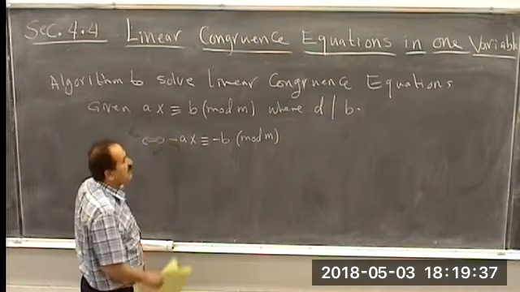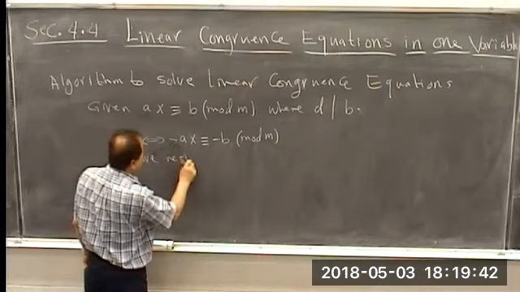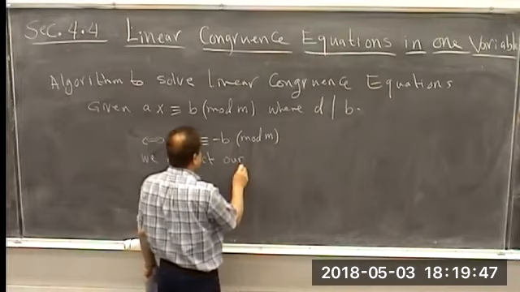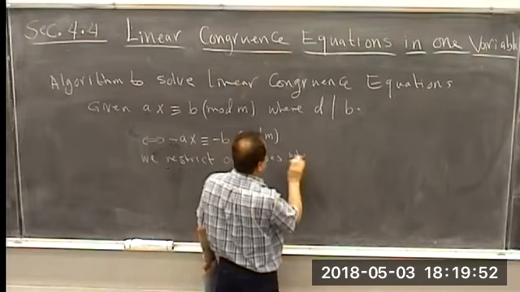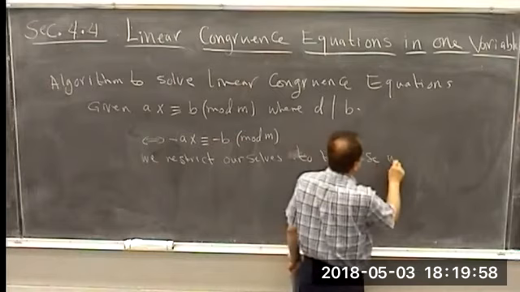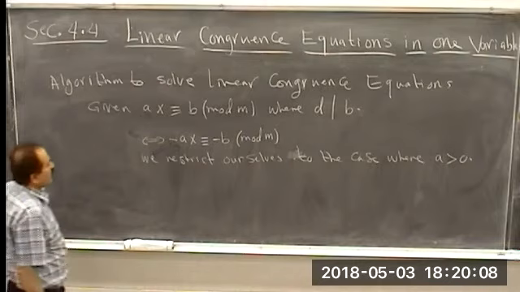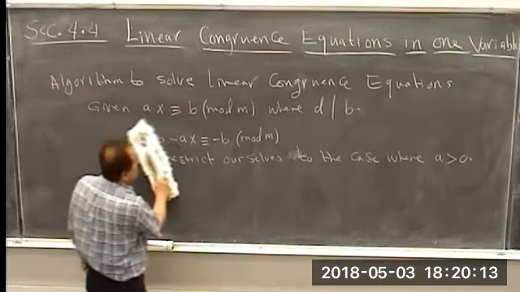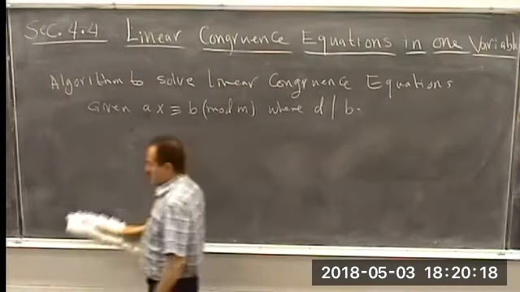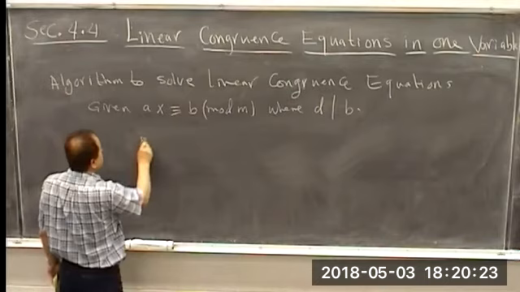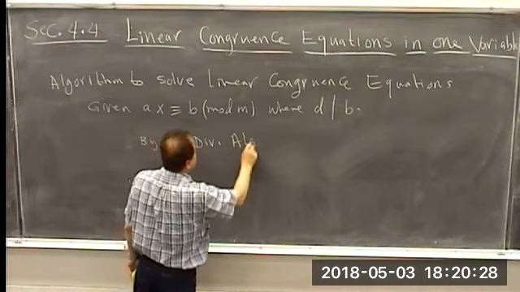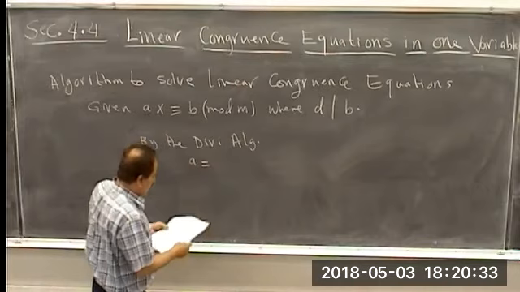So for this reason, we restrict ourselves to the case where A is bigger than zero. So you don't need to worry about A being negative. All right. So this is one thing we can do. The next thing is I'm going to apply the division algorithm to write A. We can say A is equal to QM plus R.